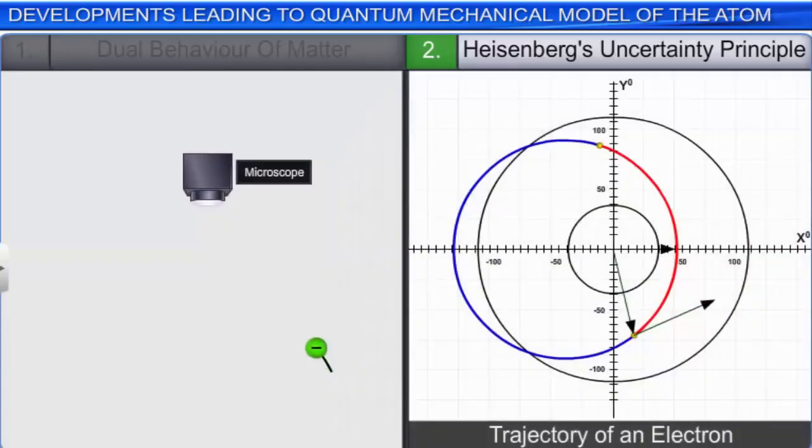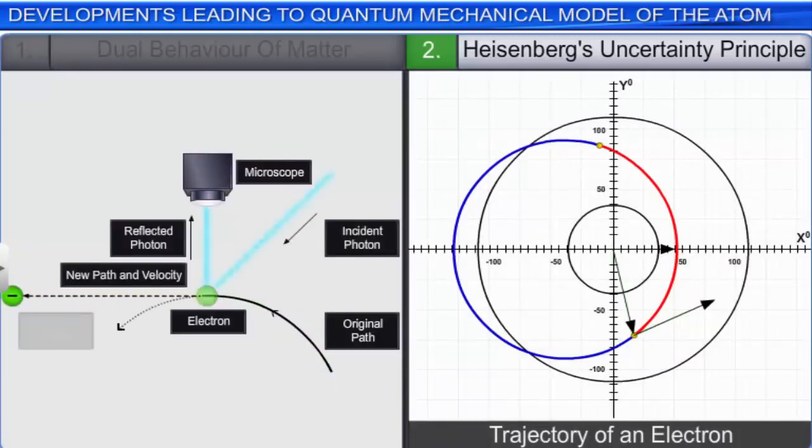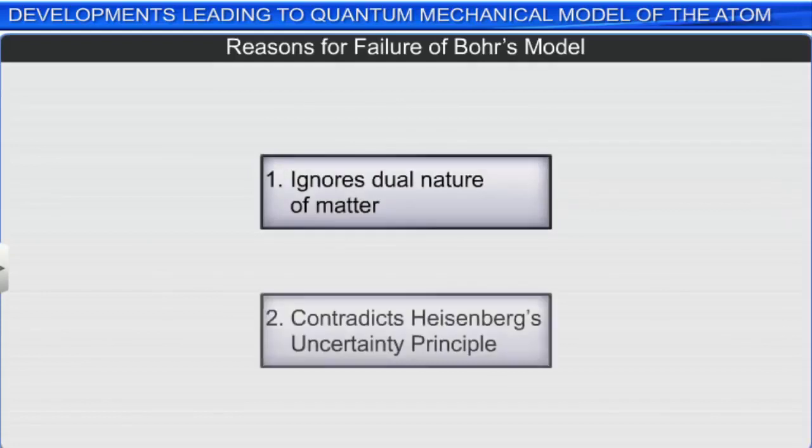As it is impossible to determine simultaneously and accurately the position and velocity of an electron at any given instant, it is not possible to talk about the trajectory of an electron. Thus, Bohr's model not only ignores the dual nature of matter, but also contradicts Heisenberg's uncertainty principle.